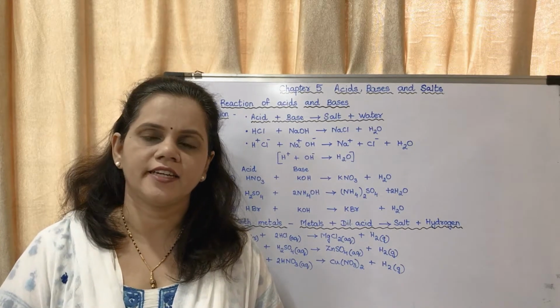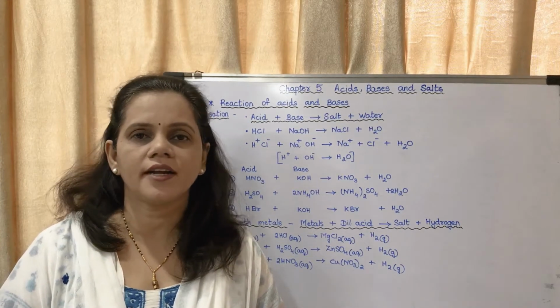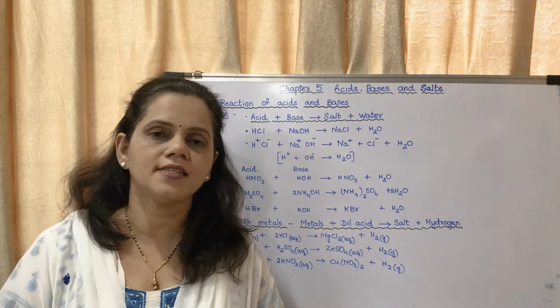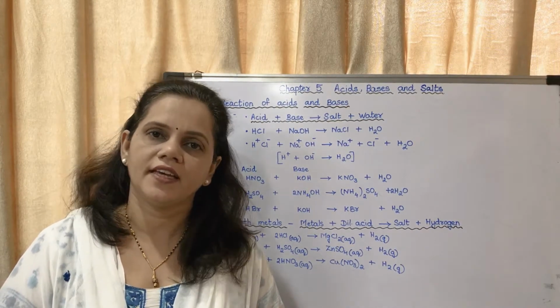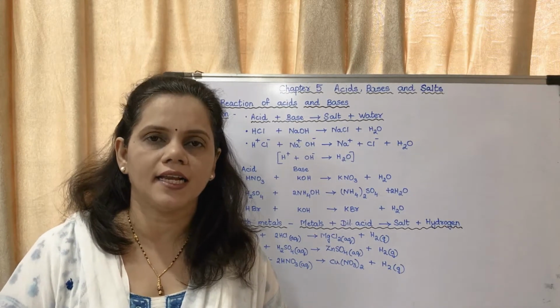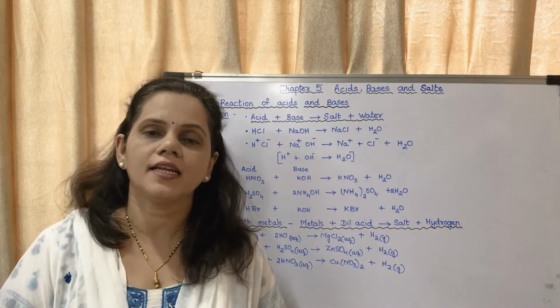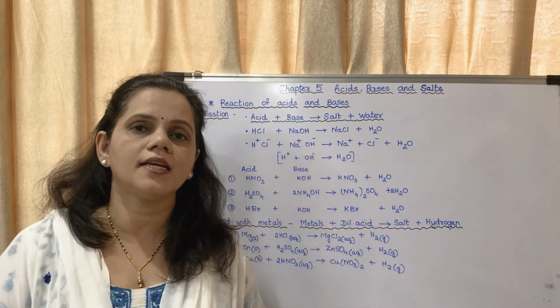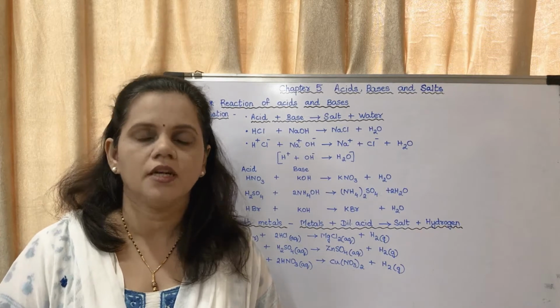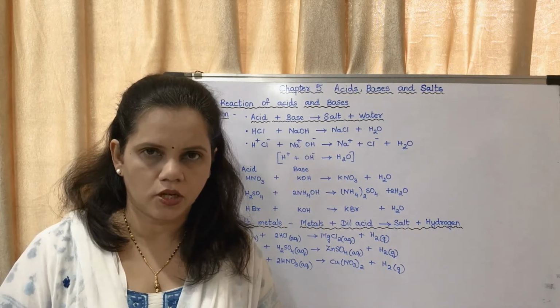So yesterday we studied the two different types of acids and the two different types of bases, that is strong acids, strong bases, weak acids, weak bases. And what do you mean by an alkali? An alkali is a base which is soluble in water. You had studied the examples also.